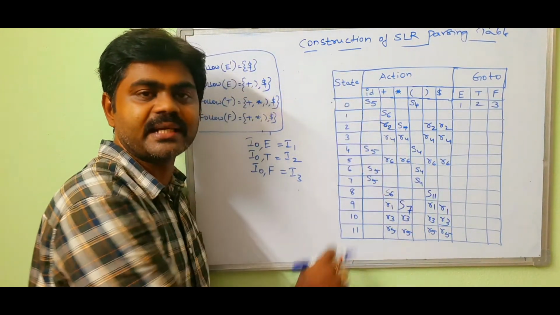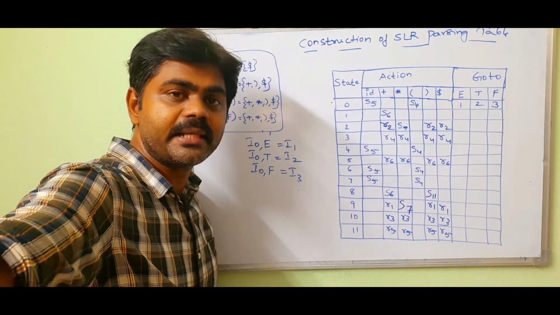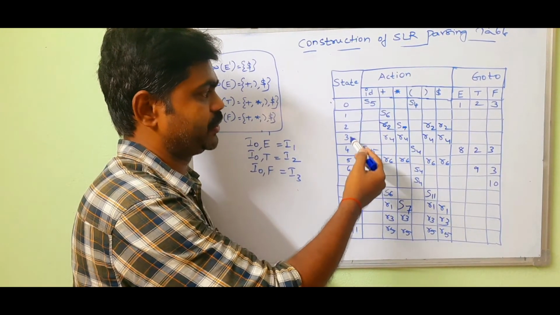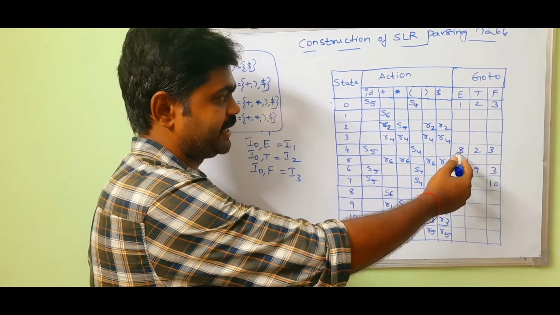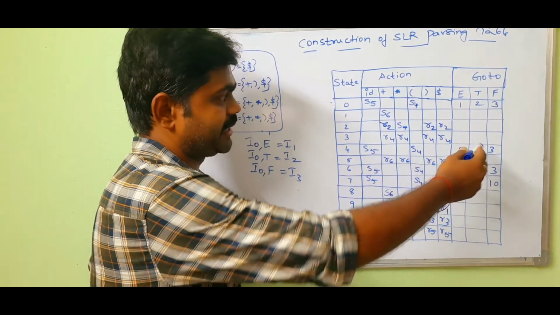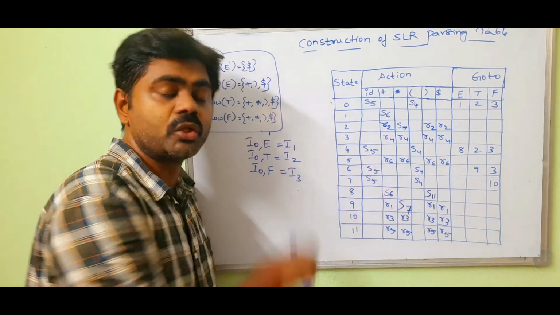Like that, we need to check all these things where it is going and fill the go to table. Okay, so there is no I1, I2, I3. For I4 comma E, we are going to 8. I4 comma T, we are going to 2. I4 comma F, we are going to 3. Like that, I6 and I7. So action and go to is over.